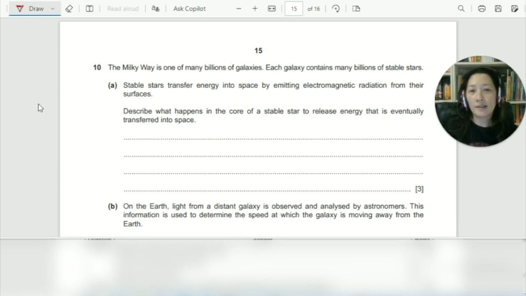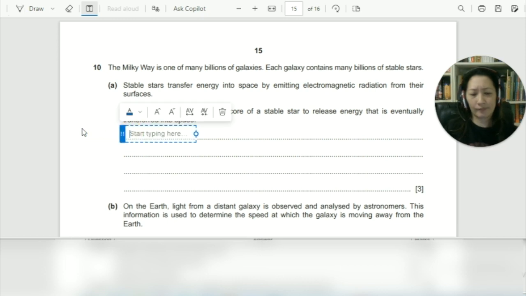So what happens in a star is that there are nuclear fusion reactions happening that cause the hydrogen to fuse into helium. This nuclear fusion is what releases energy from the core of the stable star. So that's the answer that we're going to write. This is merely a description question. You don't have to explain. So you just need to state and describe what's happening inside the star.